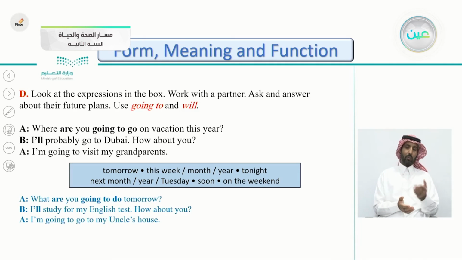I've done one of these for you. What are you going to do tomorrow? I'll study for my English test. How about you? I'll study without the word probably or maybe. So I know that I'm going to study. I'll study for my English test. How about you? I'm going to go to my uncle's house. Of course, you can write it: I'm going to my uncle's house. The second go, remember, you can omit it, or you can leave it just like I did.